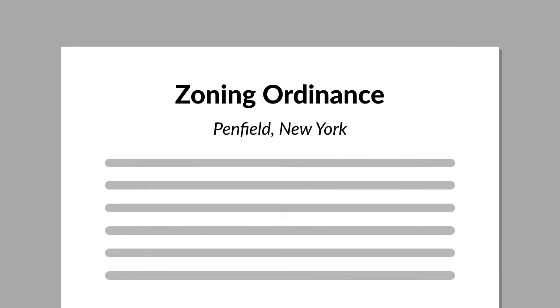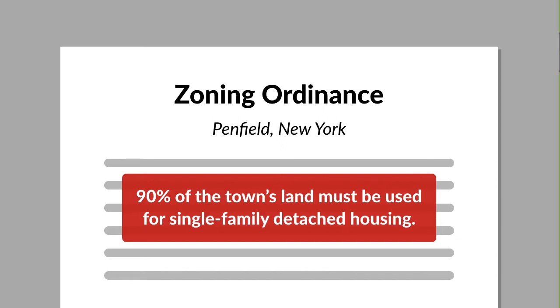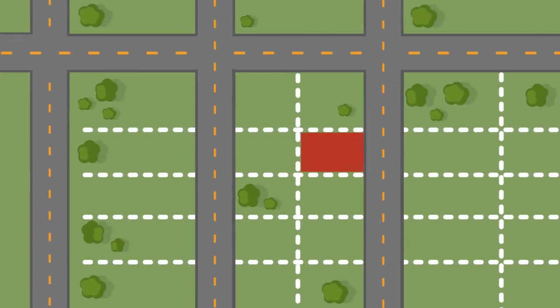In 1962, Penfield, New York, a Rochester suburb, adopted a zoning ordinance that effectively eliminated low and moderate income housing. The ordinance designated 90% of the town's land for single-family detached housing. The ordinance also set many other requirements, including minimum lot sizes. Less than 1% of Penfield's land was zoned for multifamily housing.